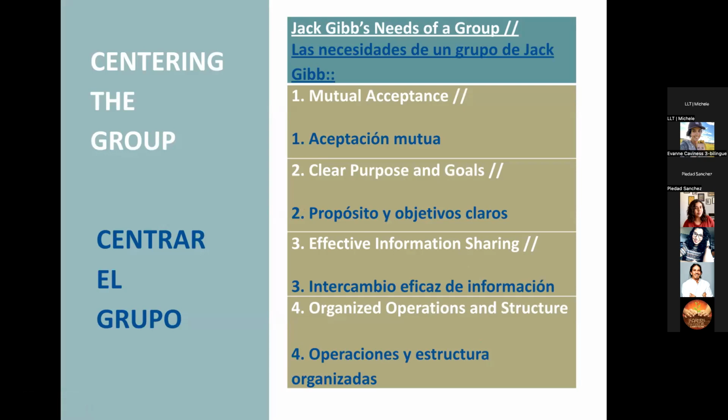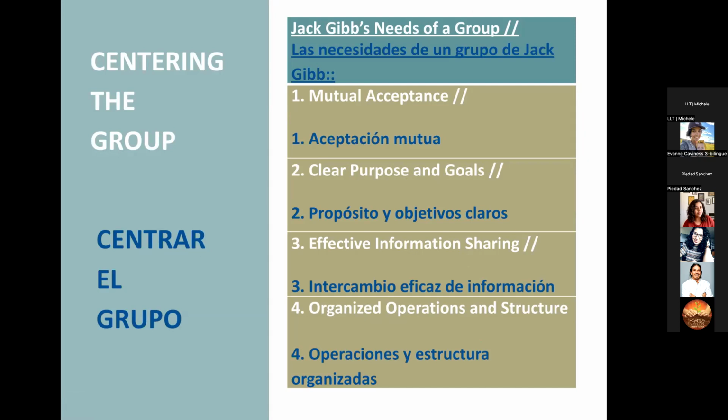So we've talked about how a facilitative leader centers the needs of a group. So what are the needs of a group? This guy, Jack Gibb, was a sociologist who looked at the relationship between interpersonal trust and the functioning of groups that people shared. And he basically identified 4 basic group needs.